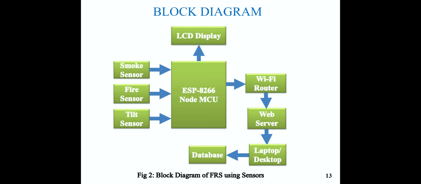Then all the sensors are connected with the microcontroller, that is Node MCU. Node MCU receives the data from three sensors and sends the data to the web server through a Wi-Fi router. In our model, the output will be shown in two ways. One is real-time monitoring in the web server and the other is the LCD display.